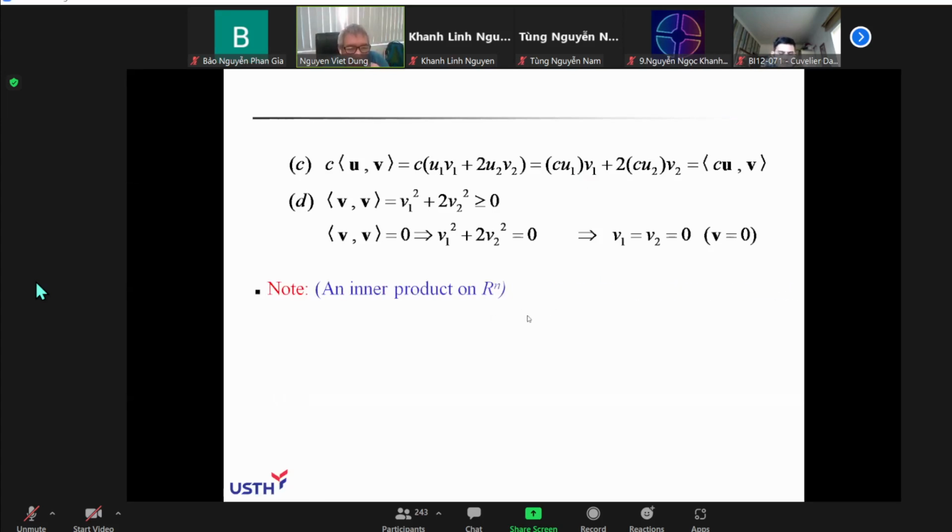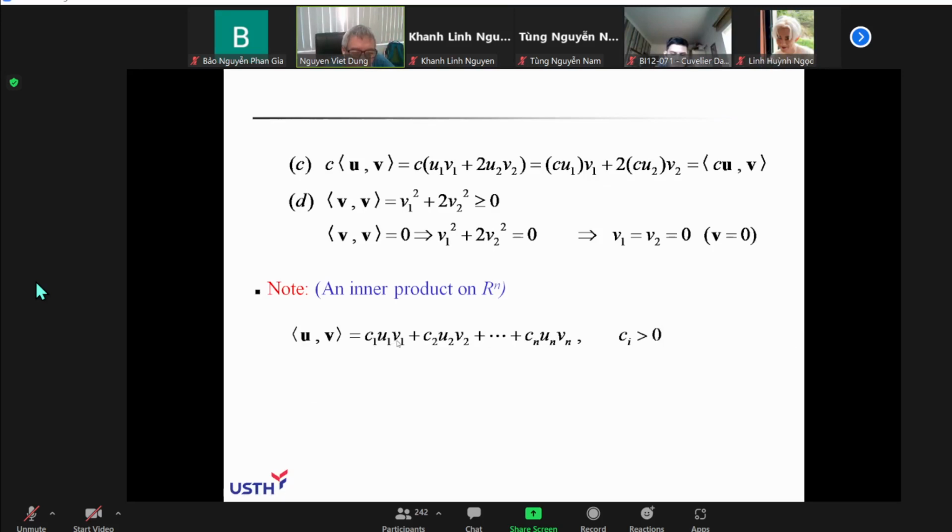And finally, I can give you the general claim. Any inner product in n-space must be of the following form: C1 times U1 multiplied by V1, plus C2 times U2 multiplied by V2, up to Cn times Un Vn. And the most important thing is that all the numbers Ci must be positive.